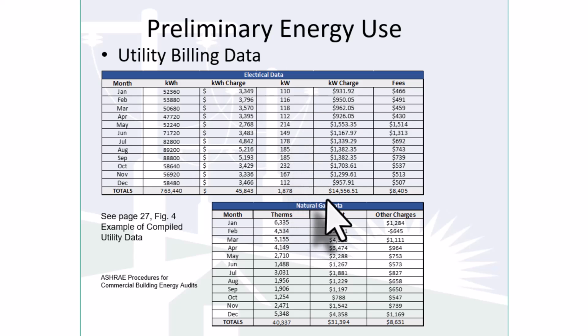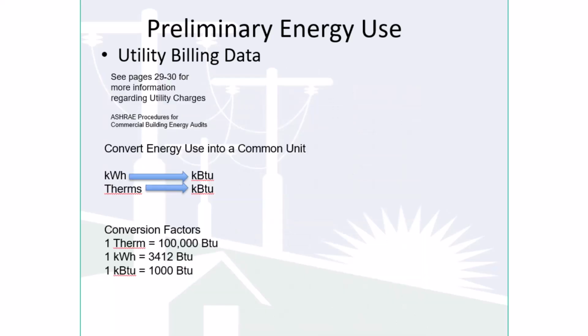As you can see here, they paid $14,556 in demand charges for the year, and $45,000 in electrical charge. And then these are those supplemental fees which I pointed out before. For natural gas, they paid in therms, and this is for the same year, the monthly therms, the cost for each month, and then those other supplemental charges are tabulated here.